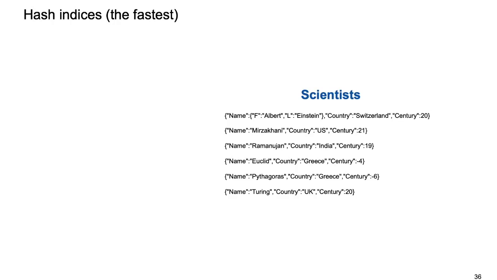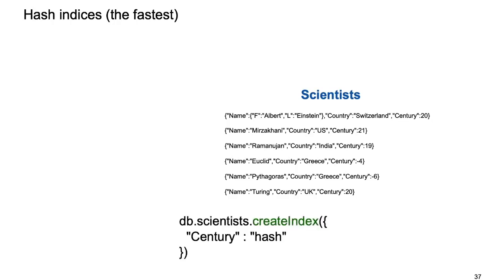Okay. But now let's do it with scientists. So imagine that I have this collection in MongoDB. You can imagine it's billions of documents, but of course I cannot put that in a slide. I'm going to build my index, and I'm going to build what's called a hash index.